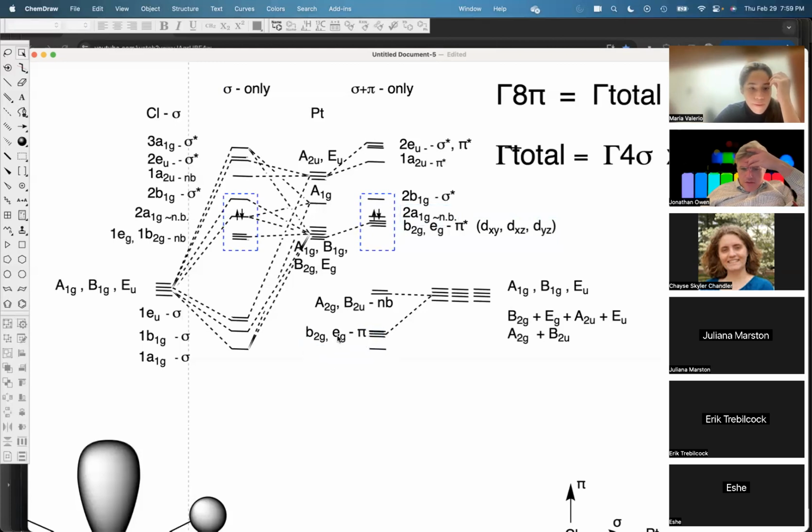What did I mark over here? Right. So there's the B2G and the EGs. Those guys came down from interacting with these. And then all of these guys, EU, B1G, A1G. So the B1G is not pi symmetry. The EU is. So the EU comes down, but the B1G and the A1G do not because they're just sigma.